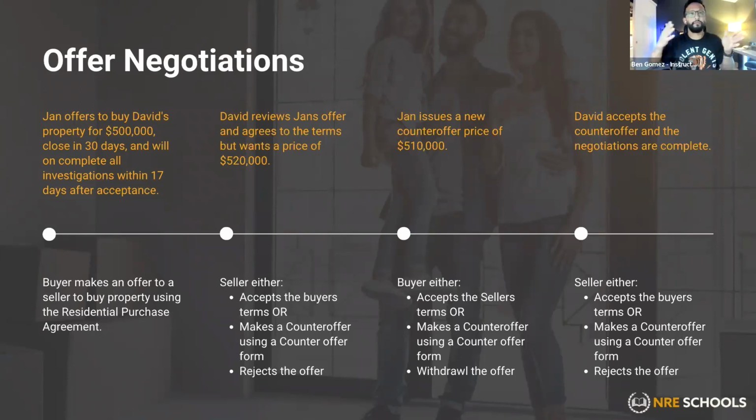Everything's in writing. It's all in the paperwork. It's all in the process. It's all the stuff I deal with on a daily basis, just helping the agents upload documents, get them signed, and go through that negotiation process.